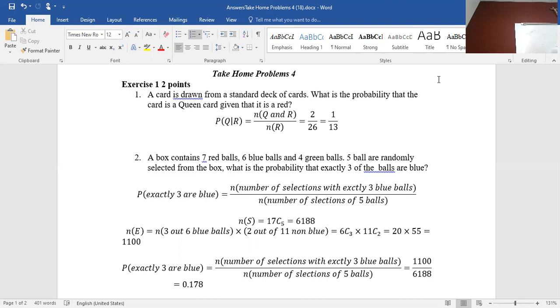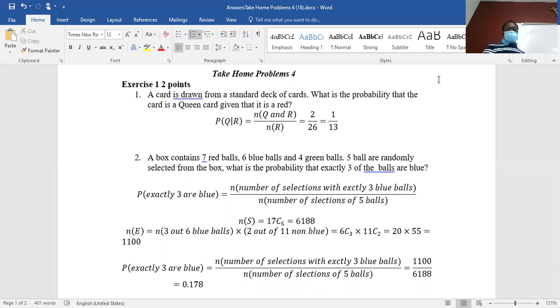Here 5 times 3, take away 12. 4 here. 17, 28, 30. If you don't have a calculator, but I expect all of you to have that calculator. Without it, it is really going to become harder. So we have 6188 for the total number of ways of selecting 5 balls out of 17.